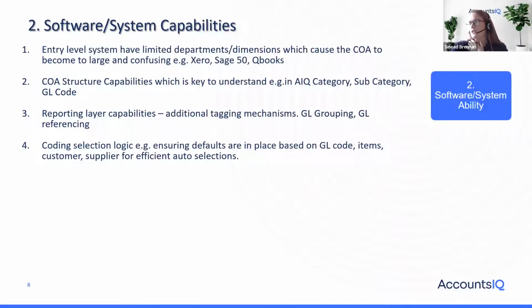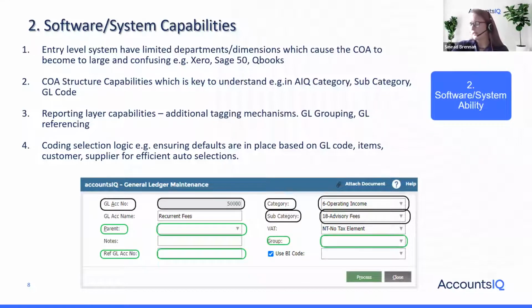Coding selection logic, like ensuring that defaults are in place on GL code items, customers, and suppliers for efficient auto selections. As I said, finance people tend to be comfortable with coding because they own the finance system; it's their home, that's where they live. But when non-finance or business users interact, such as employees on expenses, try and set the defaults, help them through, and make the coding intuitive to the non-finance or business user.